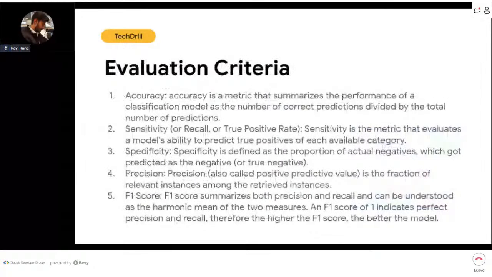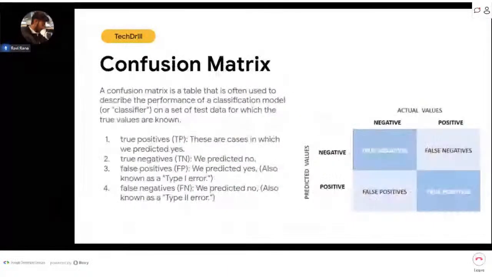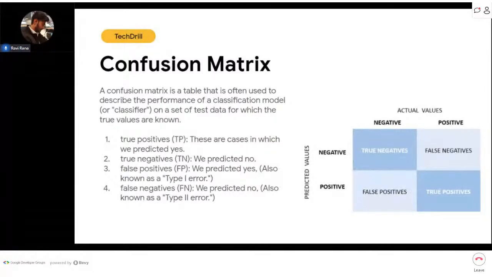Okay. So now what is the evaluation criteria? So now we have made the confusion matrix. We got all our true negative values, we got all our false negatives, we got all our false positives and true positives. Okay. So now how do we utilize these four values to actually evaluate our machine learning model? And to do that, we have several evaluation criteria.